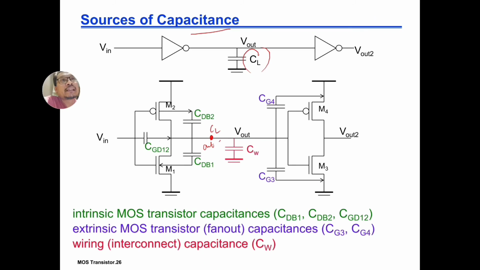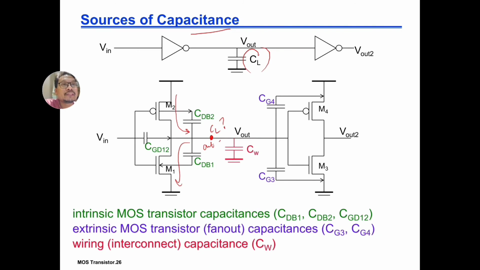We are interested in that because at the end of the day we are going to charge or discharge the node. If you want a logic 1, you charge node out, and if you want a logic 0, you discharge node out. The charging and discharging occurs on the load capacitor, so we need to know the components of CL. You can divide it into three parts.